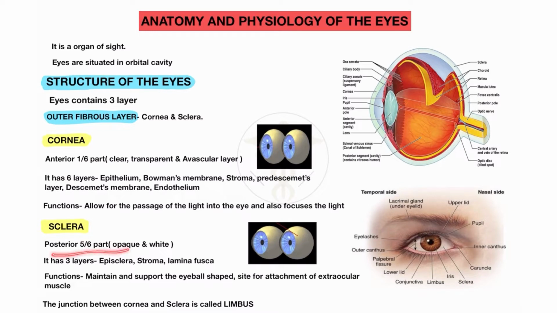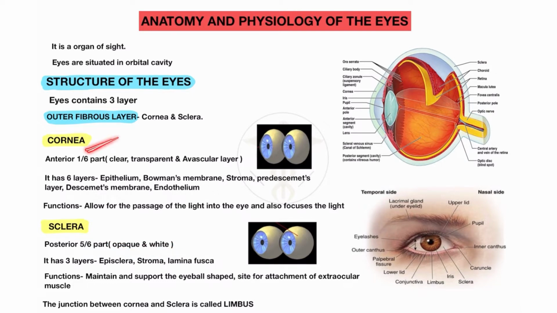The sclera is the posterior 5/6 part. It means a larger part of the fibrous layer is occupied by the sclera, 5/6, and 1/6 is the cornea. The posterior 5/6 part is opaque and white. Here you will see this whitish layer. This is called the sclera. These are all sclera. So this is a whitish opaque layer.